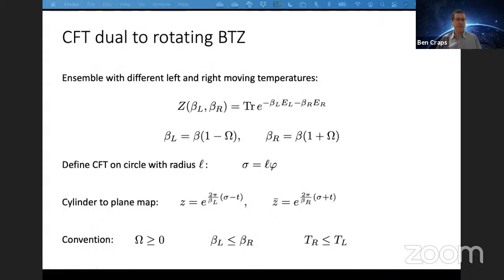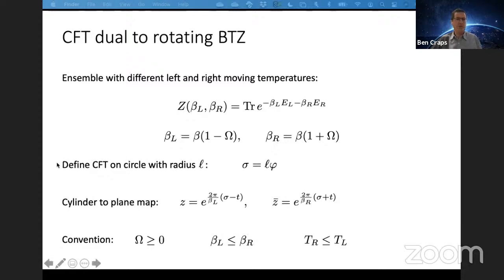So I will be interested in slightly more complicated situations where we look at a CFT dual to rotating BTZ. So this corresponds not to a thermal ensemble with the same temperature for left and right movers, but to an ensemble with different left and right moving temperatures. Namely, the left moving inverse temperature is beta times 1 minus the angular potential, and 1 plus the angular potential for the right moving inverse temperature.